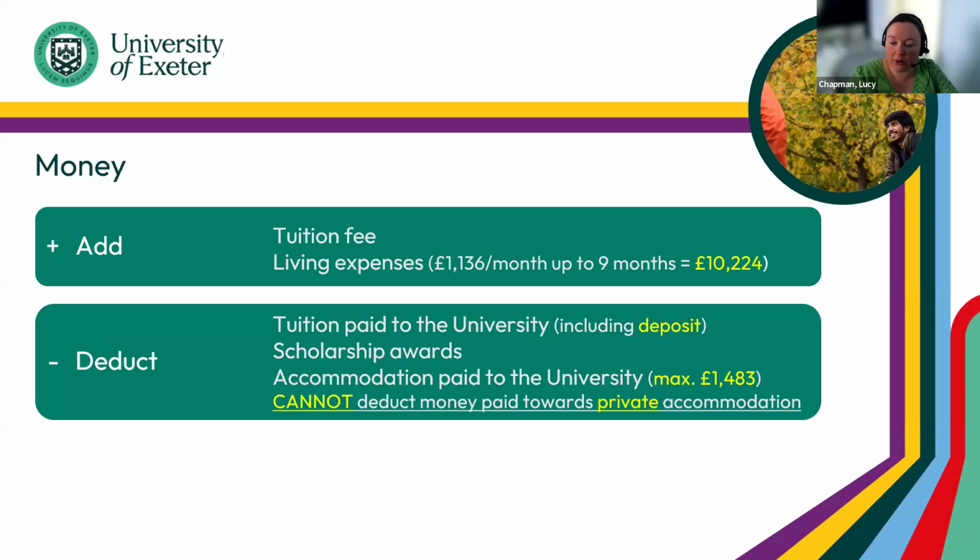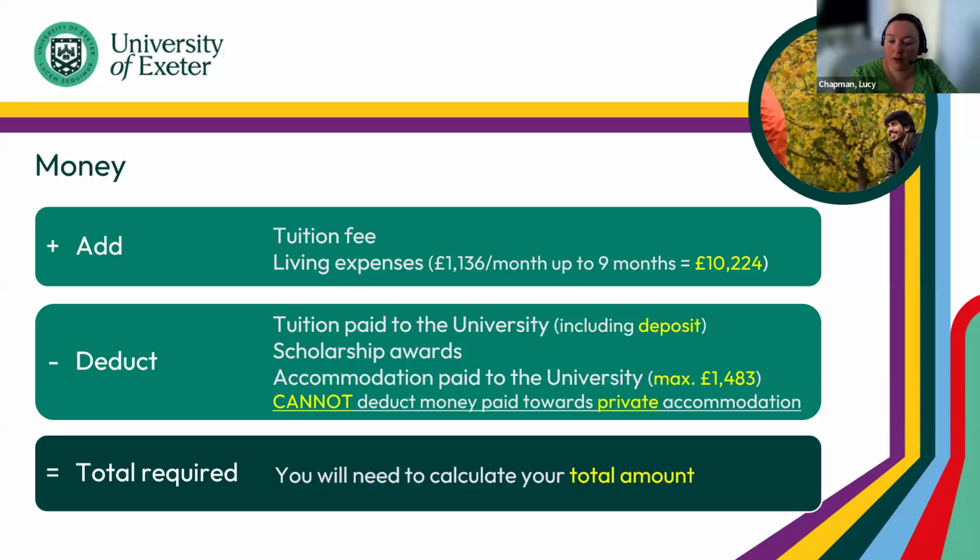If you've paid more than £1,483 towards university accommodation, you cannot deduct extra from your calculations. You also cannot deduct money you have paid towards private accommodation. You will need to calculate your own total amount. This total amount is the amount of money UK Visas and Immigration expect you to have so that your visa application is successful.